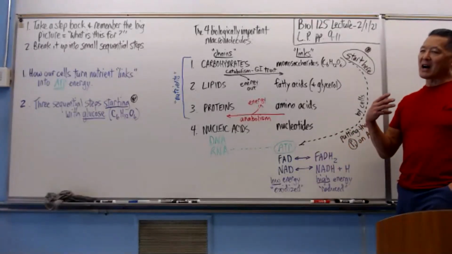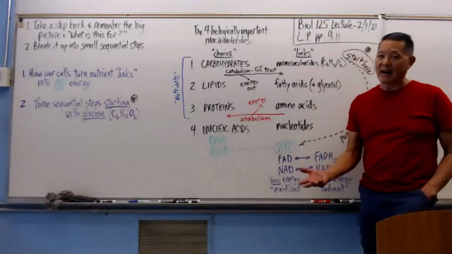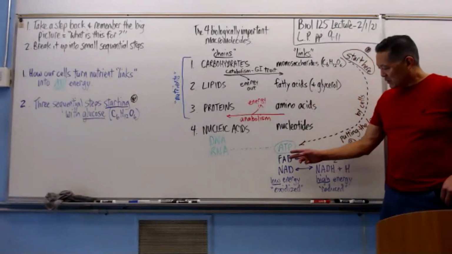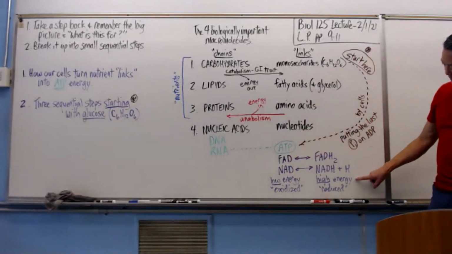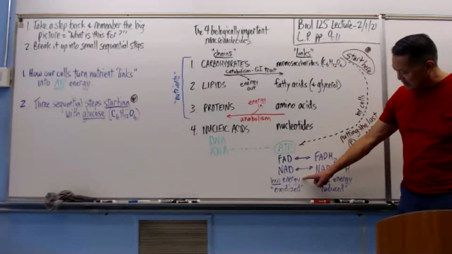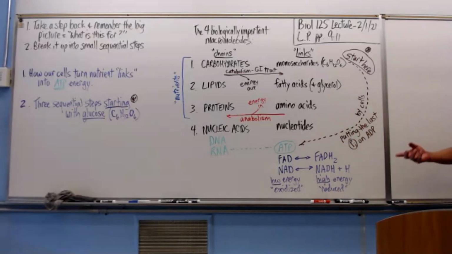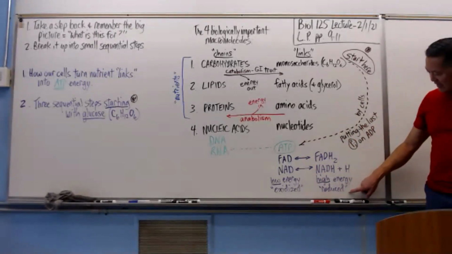And remember that the high energy electrons are not free electrons. They're in the form of hydrogen, because all hydrogen is an electron and a proton. So if you see the H's, it's got the high energy electron on it. If you don't see the H's, that's the low energy or oxidized state. Remember, we talked about redox reactions. And I said, well, if you gain the high energy electrons, you're reduced.